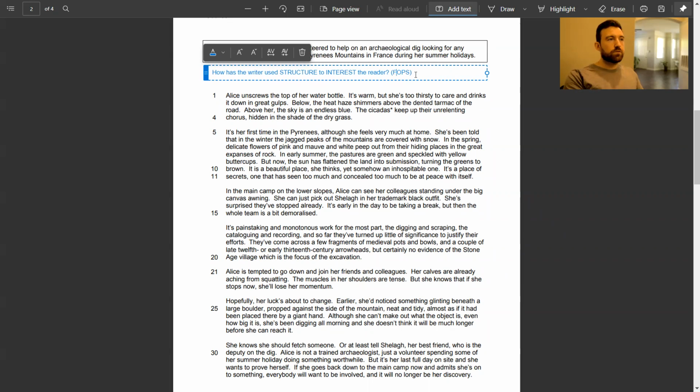The F stands for focal points and focal shifts. The O stands for order of information. The P stands for pace. One of the best ways to look for pace is punctuation, so that's kind of a double P in a way. And the S stands for sentence forms. So obviously short sentences, long sentences.